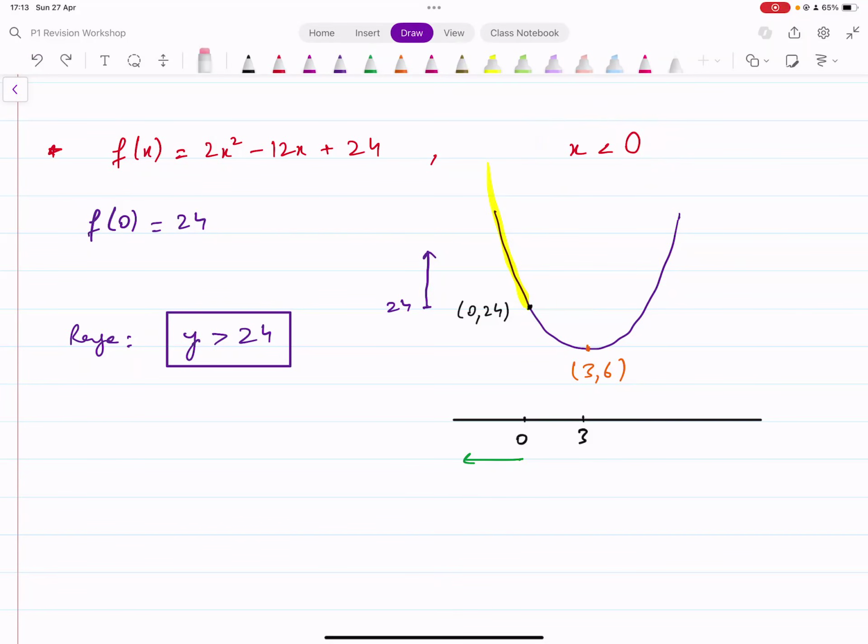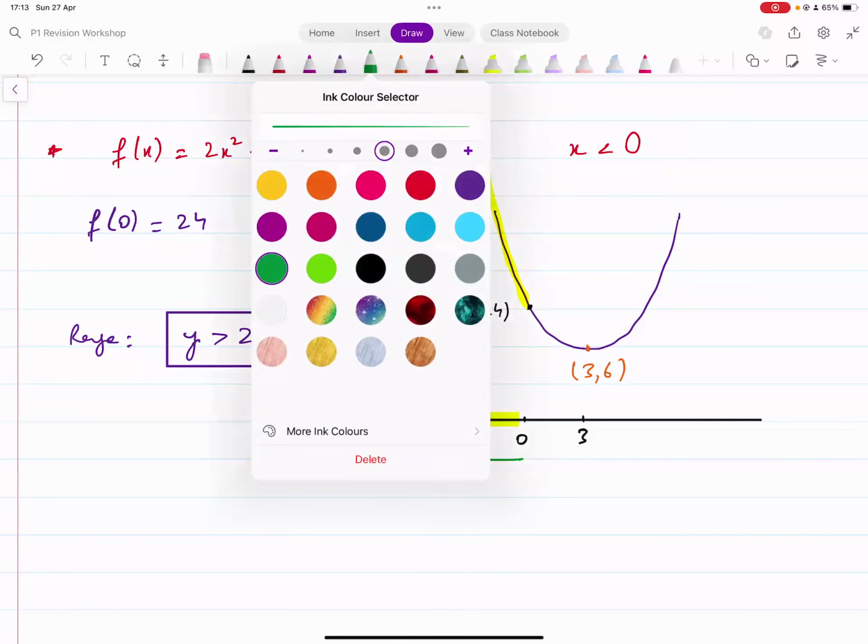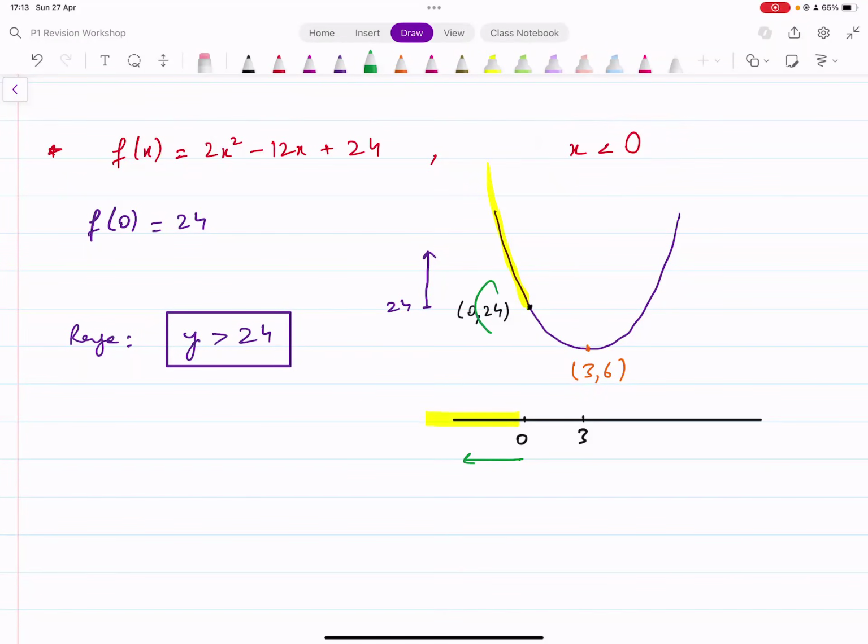Now, which part of this graph is valid? To the left of 0. So what's the range? This is the highlighted part. This is the valid part of the graph. On the graph, think about what's the lowest point. The lowest point on the shaded part and the valid part is 24. The highest point, that's infinity. So the range is going to be greater than 24.